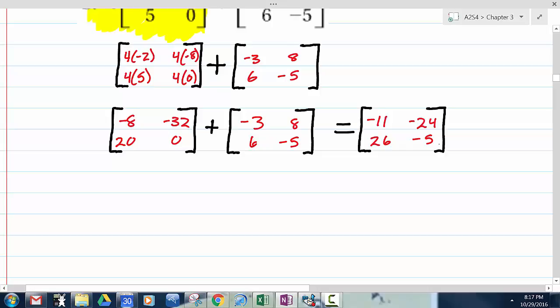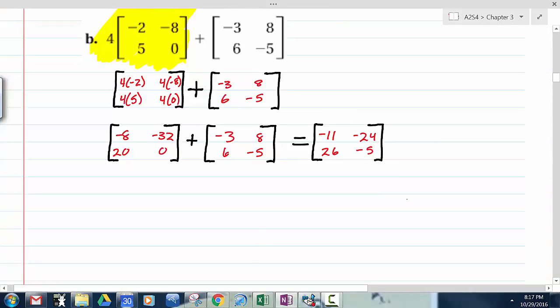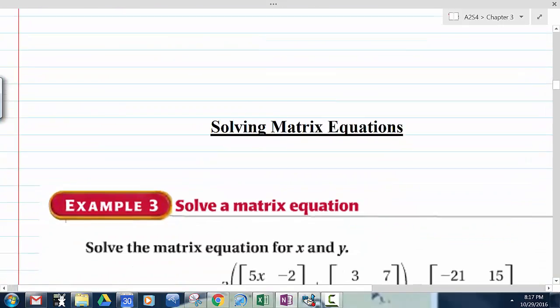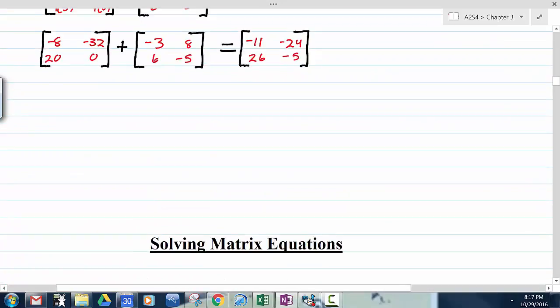So this stuff is relatively easy when you're just adding and subtracting them. Here's what we'll do. I want you to just take what was shown to you right now, and that's what we'll be working on. In class, we're going to be working on solving matrix equations. I'm not going to do that right now, but we'll do that in class.